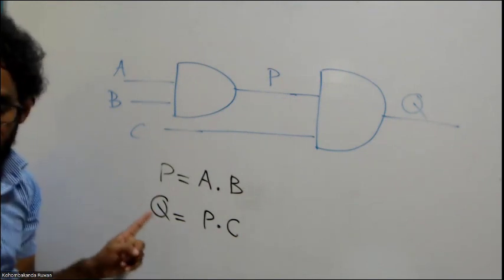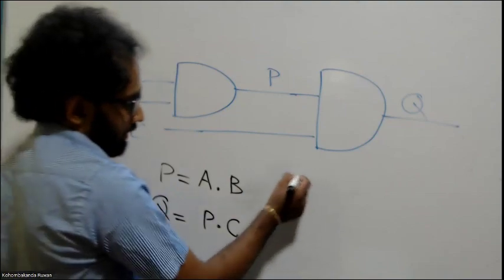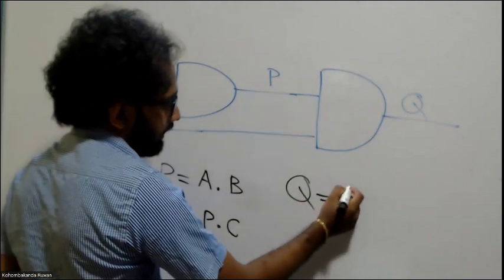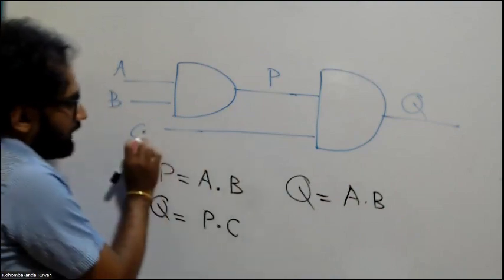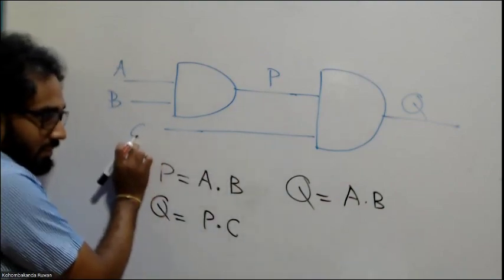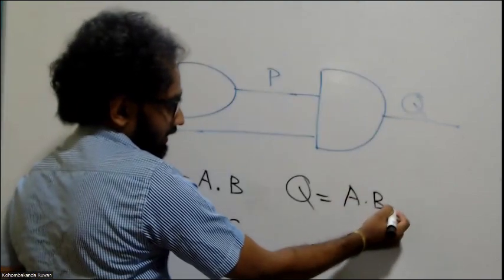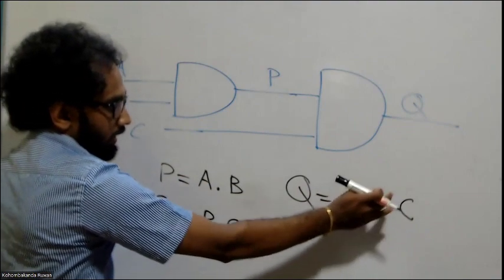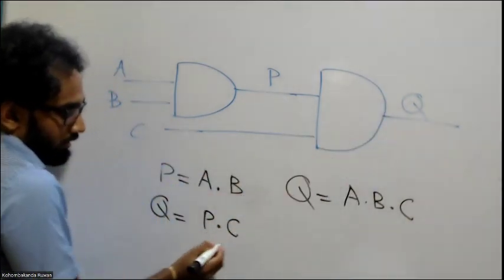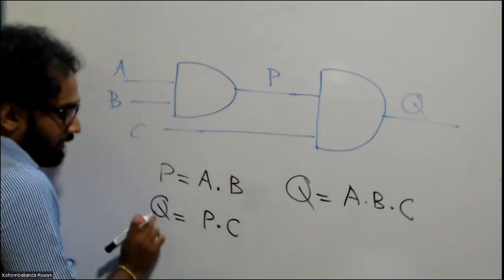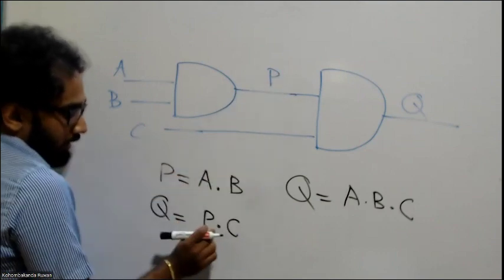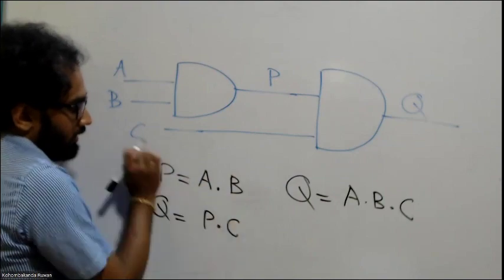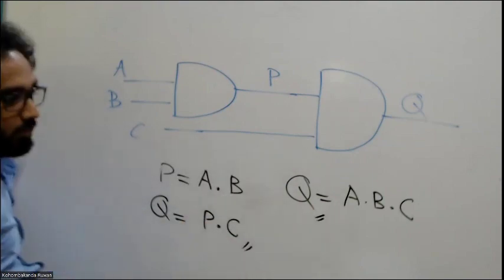You can also write it this way: Q equals the output A and B, and again an AND logic gate with C. So Q equals A and B and C. Otherwise, Q equals P and C.